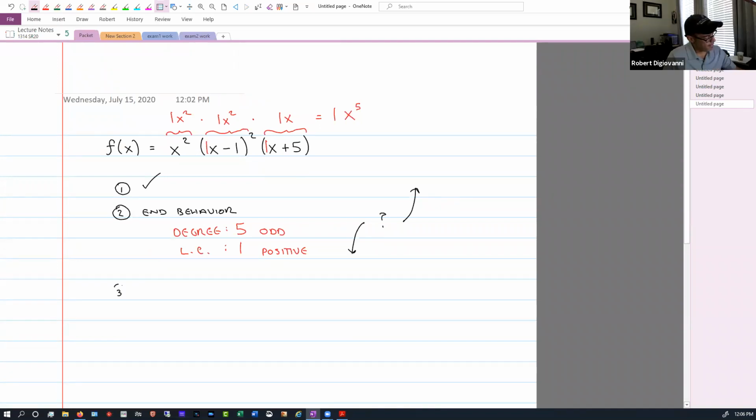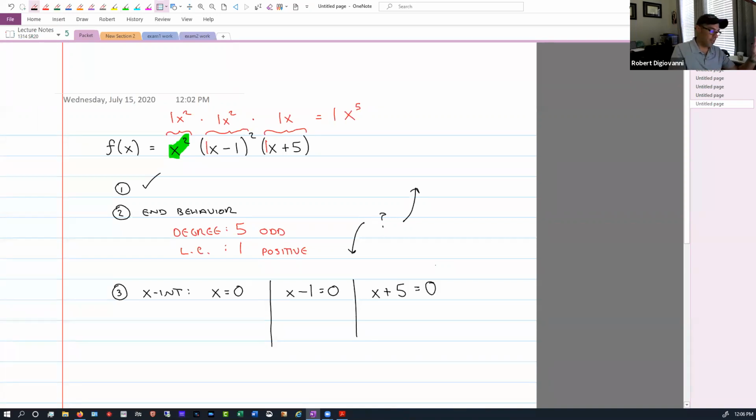Okay, third step, x-intercepts. Now the good news is that all we have to do is take each factor, set them equal to 0. So look at that first factor, x squared, right? That means x times x. So it's two of the same thing, x and x. So all I have to do is set one of those equal to 0. x equals 0. The next one is x minus 1 squared. That means x minus 1 twice. So I only have to do that one once. And then the last one is x plus 5 just by itself. And I set that to 0.